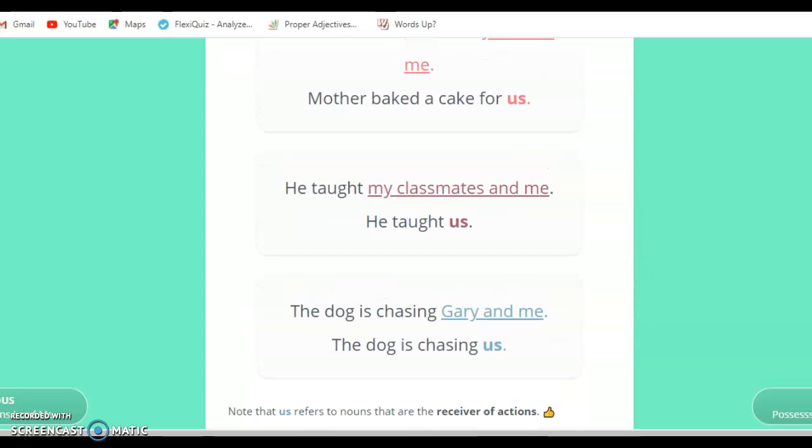And then we have one more example here. "The dog is chasing Gary and me." "The dog is chasing us." Again, after the action verb, chasing. So on the next slide, click on the picture and go ahead and do a little mini activity to see if you are using me and us in the right way.